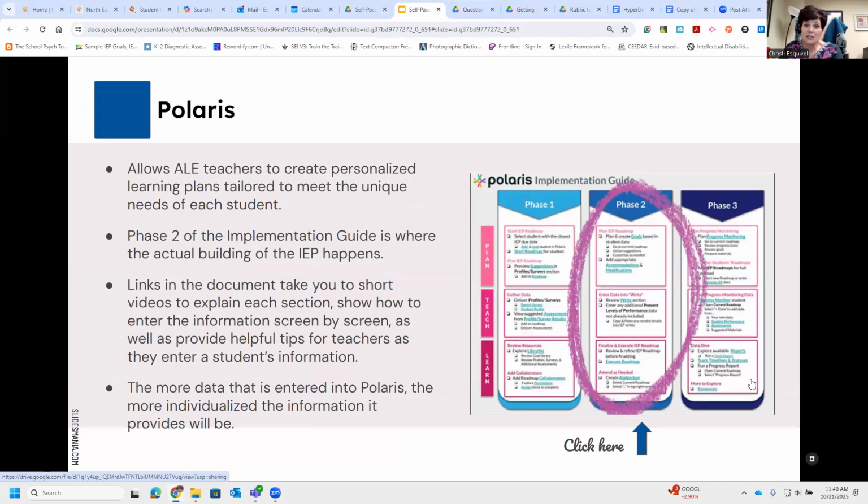Polaris is used by ALE teachers to create personalized learning plans tailored to meet the unique needs of each student. It's paired with ULS, and the more data that's entered, the more individualized the information it provides will be. Both of these programs were selected to make it easier for teachers to craft IEPs that are meaningful, measurable, and legally compliant. Remember, the information provided from these resources must be individualized to the student. It's also a district expectation that these programs be used.